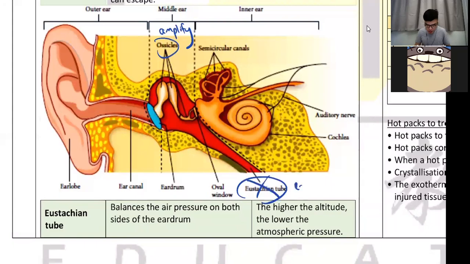So there are two parts that are not related to your hearing, which is your eustachian tube. This is for your ear pressure, tekanan telinga, and your semicircular canal. This is for balancing. So this has nothing to do with your hearing.